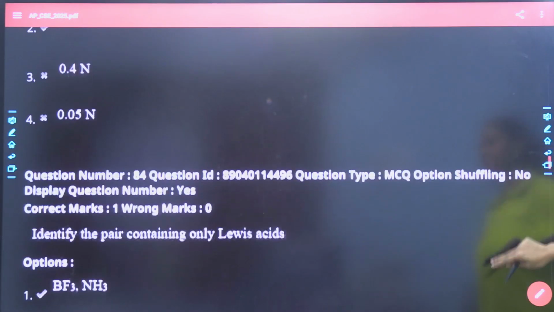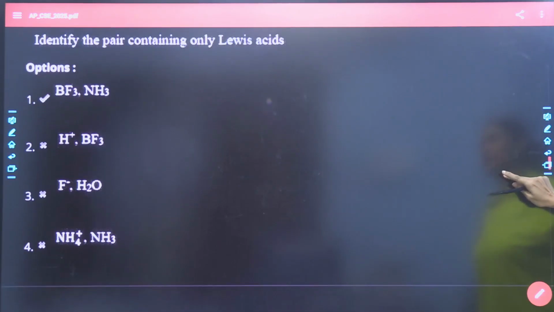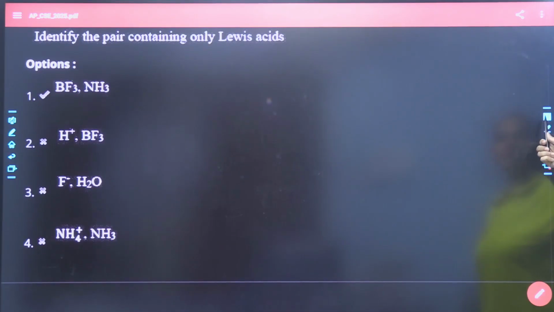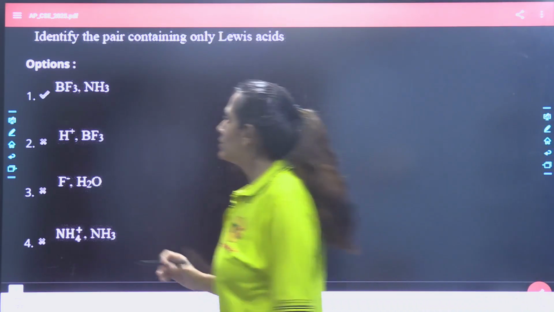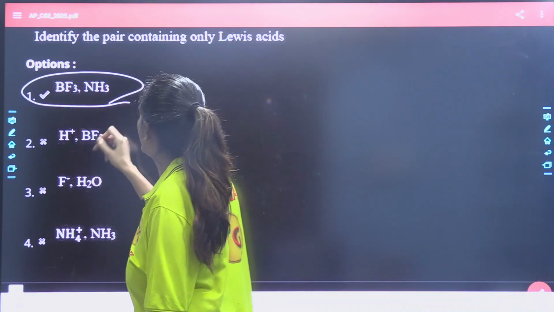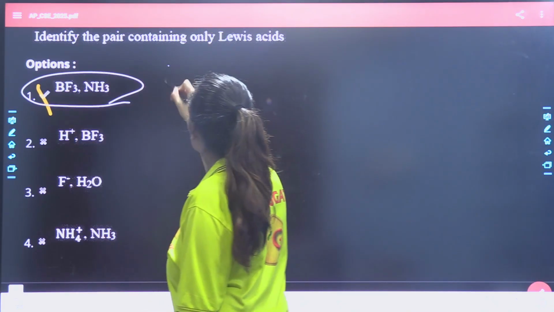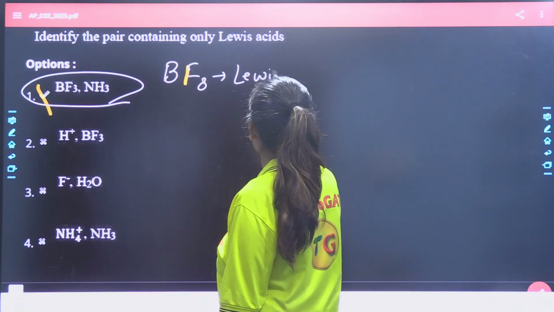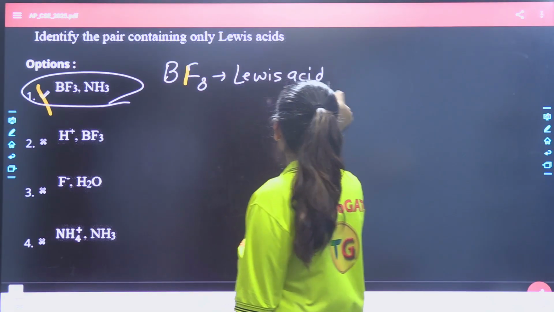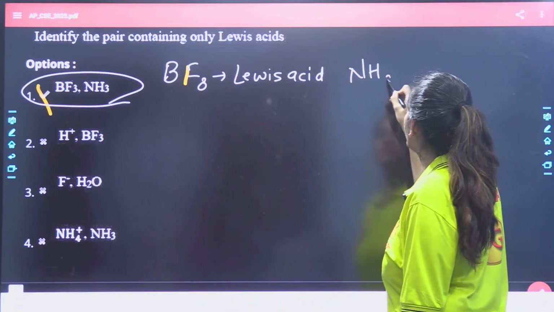Next question. Identify the pair containing only Lewis acids. Okay, only Lewis acids we want. So our first pair is what? BF3 and NH3. This is not the correct option. BF3 acts as a Lewis acid, but NH3 is what? A Lewis base.